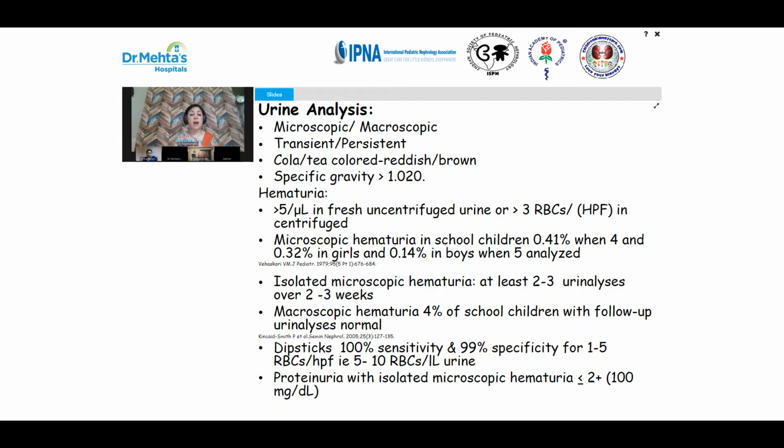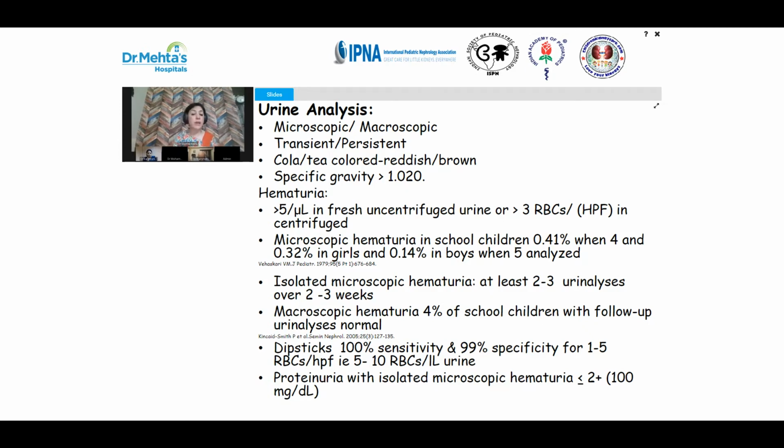Dipsticks have 100% sensitivity and almost 99% specificity for RBCs when at least 1 to 2 RBCs are present per high power field or 5 to 10 RBCs are present in 1 liter urine. So they are really sensitive and specific.